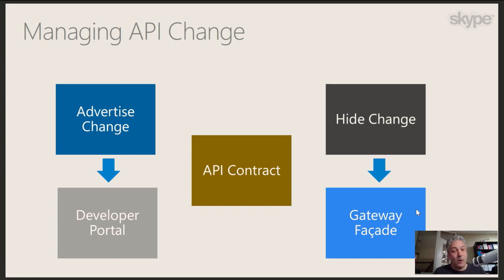Now, the gateway, which is our intermediary component, can act as a facade to the API implementation, and it allows you to isolate the backend. And that's where you can hide the revisions. So let's look a little bit more into these three aspects, and then we'll see actually how the product enables these capabilities.